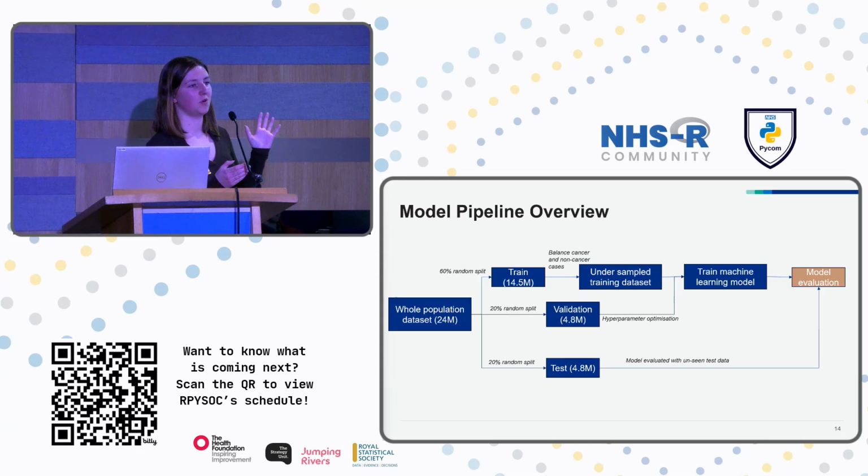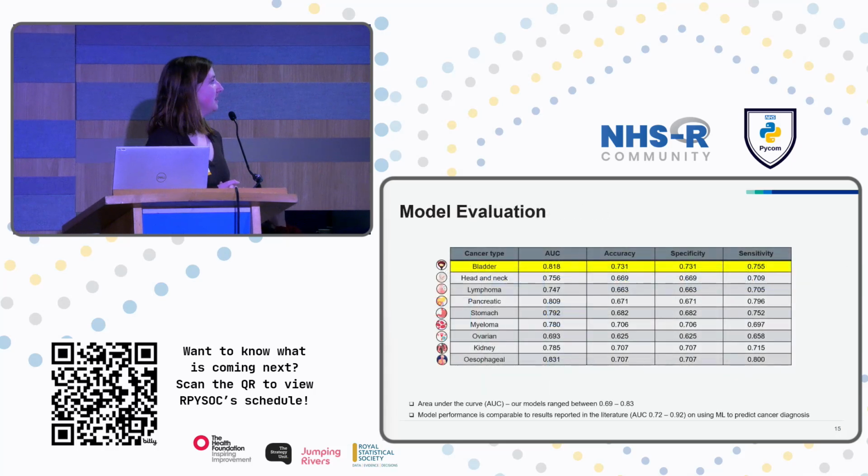Once we've done this for all of the 9 specific priority cancers that I spoke about, we also have a test data set, and this is where we get our model evaluation. This is a data set that's been unseen by the model. These are currently the results that we have for each of those 9 priority cancers. As you can see, the area under the curve ranges from 0.69 to 0.83, the lowest being 0.69 for ovarian cancer, and the highest being 0.83 for esophageal cancer.